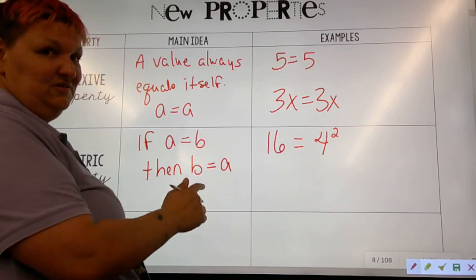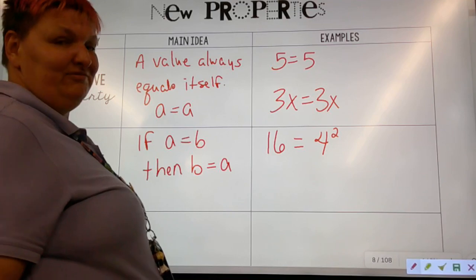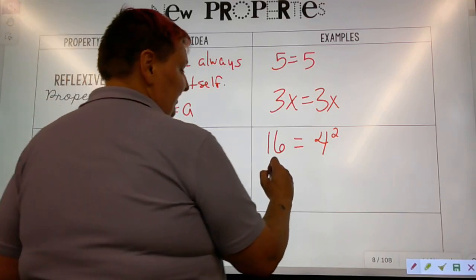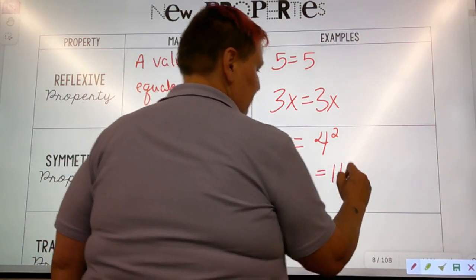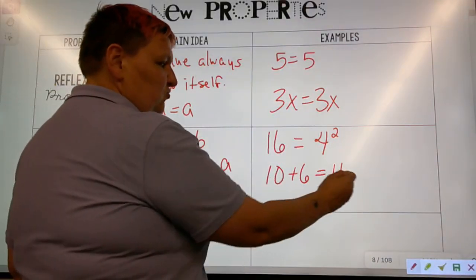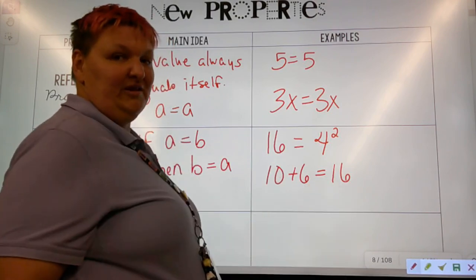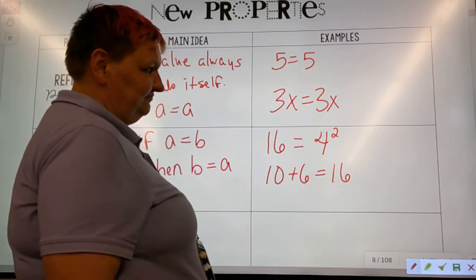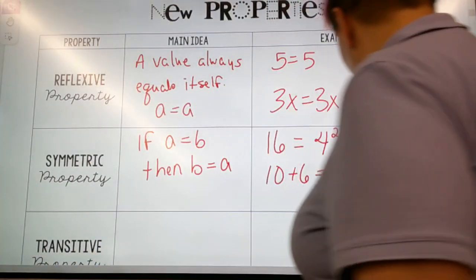This one's fun because there's about 1,000 ways to write the number 16 without actually writing a 16. 10 plus 6 is 16. Symmetric property says these are equal. So because they're equal, they can replace each other. We'll get to that.